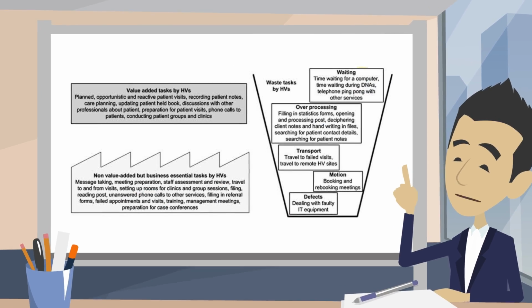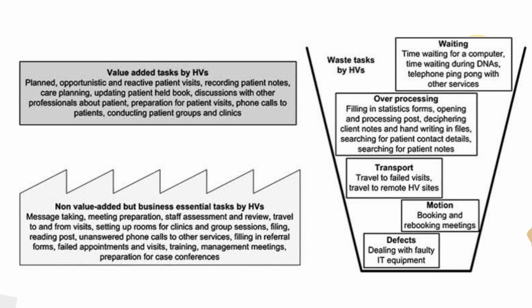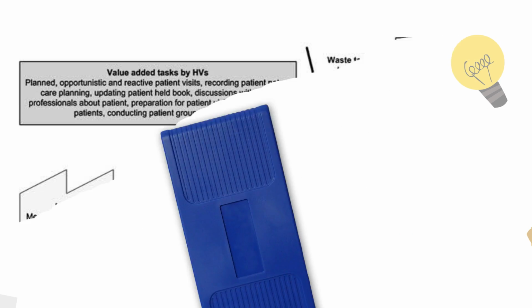What were some of the wastes identified in these processes? They included time waiting for a computer, playing phone tag, filling in forms, deciphering client notes and handwriting, searching for patient notes, traveling to failed visits, booking and rebooking meetings, and dealing with faulty IT equipment. There were only a small number of value-added tasks in the process and a number of business essential but non-value-added tasks. In lean thinking, we streamline these tasks so that they waste the least amount of resources.